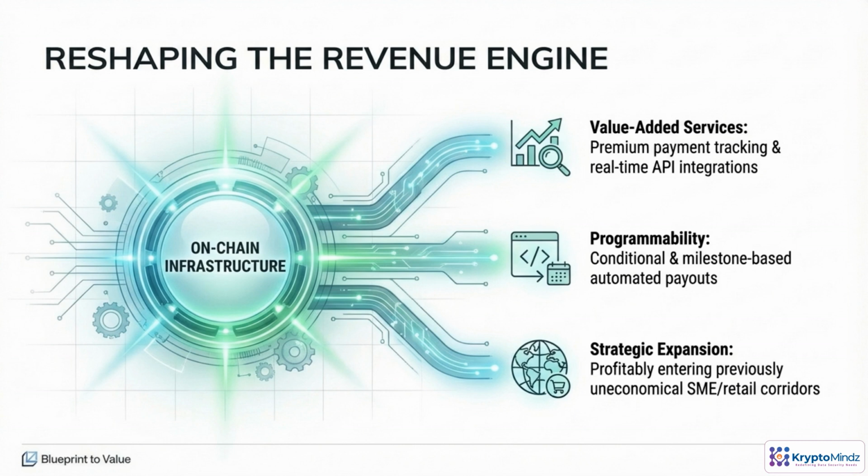On-chain infrastructure isn't just cheaper plumbing. It can reshape your entire revenue engine. It lets you package value-added services, premium tracking, rich remittance data, and real-time APIs that customers will pay for. Programmability turns payments into workflows, so you can automate conditional or milestone-based payouts instead of relying on manual operations. And once unit costs drop and automation increases, you can profitably serve corridors and SME or retail segments that were previously uneconomical.